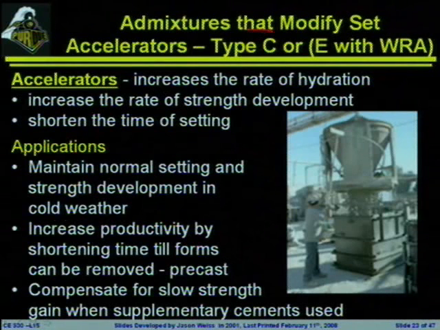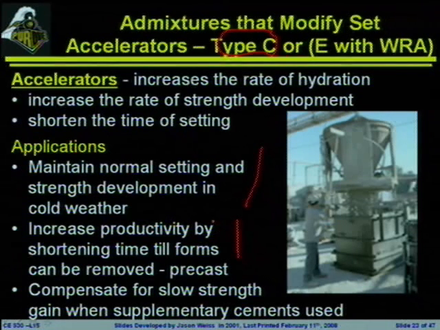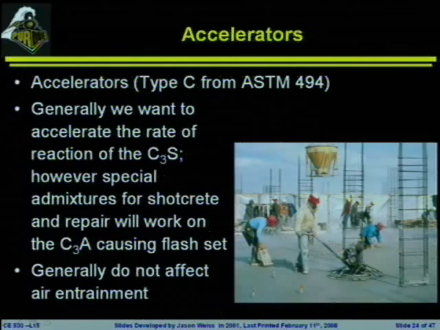Typically you'll see this as a type C admixture or a type E admixture when it's used in conjunction with a water reducer. The applications are to maintain normal setting in a cold temperature environment, or to increase productivity by shortening the time that the concrete is going to be in the forms. If you're in a precast application where you want to turn those forms over quickly, you can use an accelerator to do that, or to compensate for strength gain when we're using some of those supplementary materials, especially at colder temperatures. An accelerator can help to kick off the overall system.